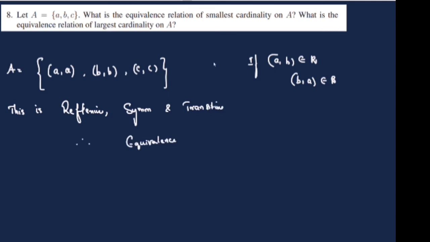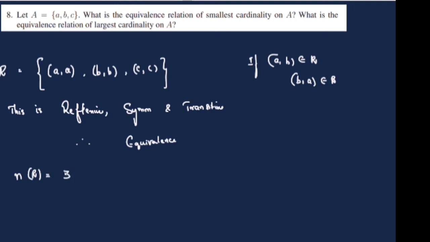What is the cardinality? Cardinality means the number of elements present here. A is a set, isn't it? So we'll name this relation R. So the cardinality of R is 3 itself.